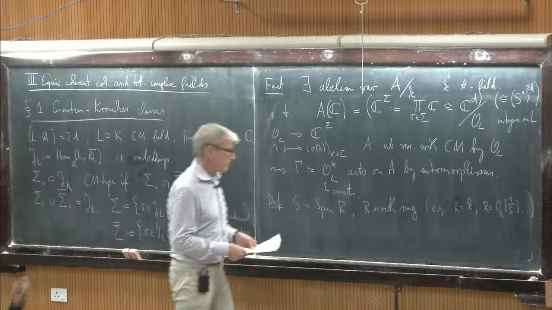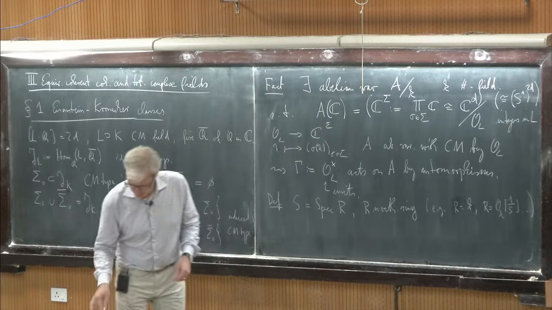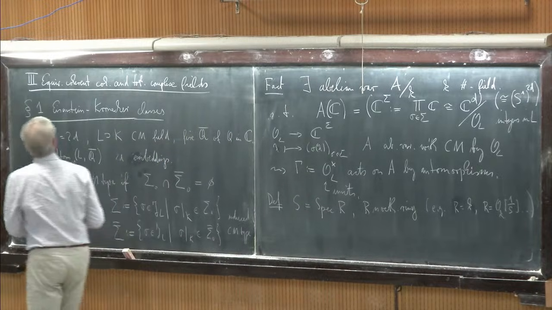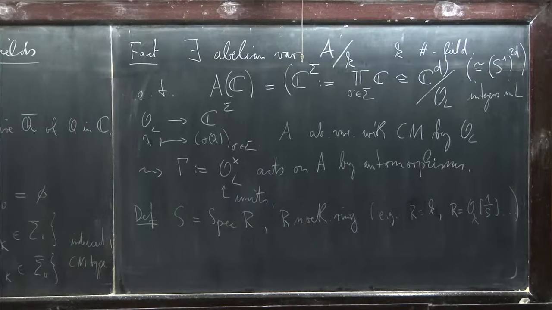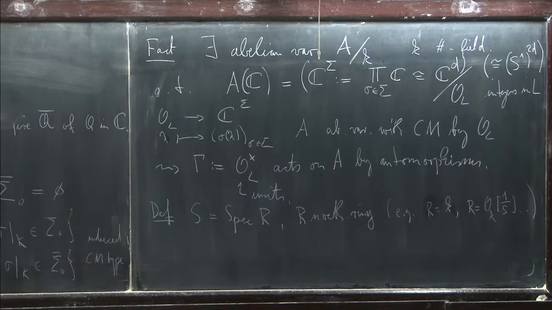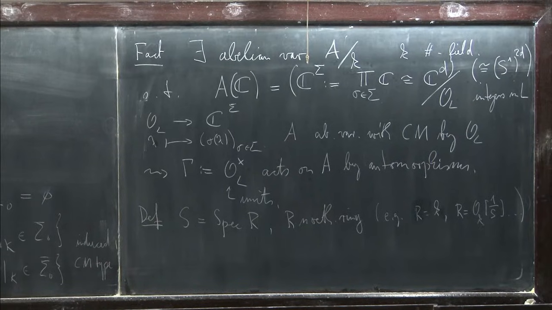Okay, so now we have to go a little bit into the geometry of these varieties. And for this, we have in particular to consider the dual abelian variety.